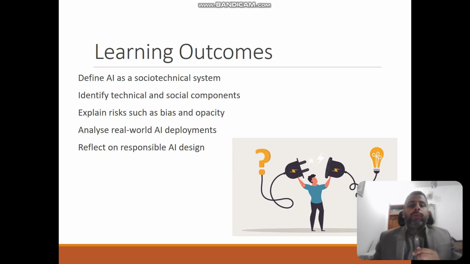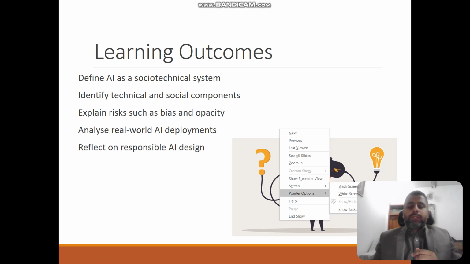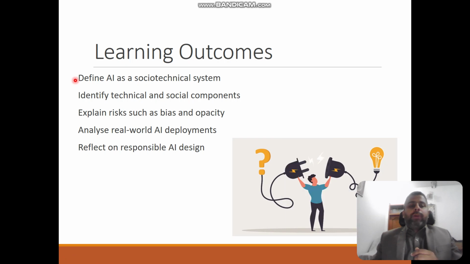So, what will be our learning outcomes for today's lecture? We'll define AI as a social technical system, we'll identify technical and social components, we'll explain what are the risks in AI, we'll analyze real world AI deployments, and we'll reflect on what can be a responsible AI design.